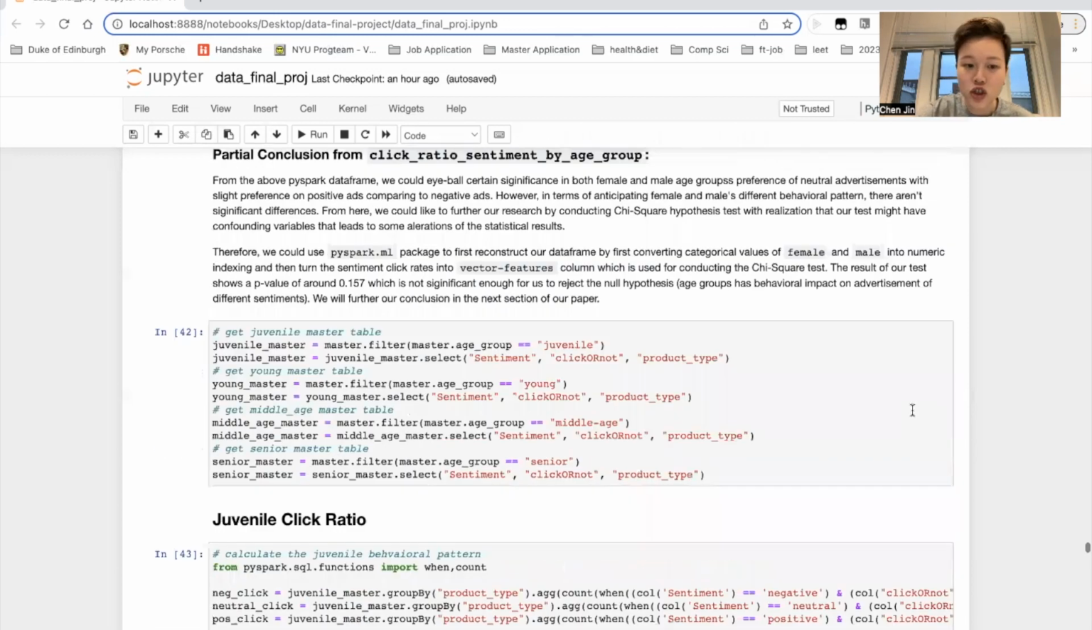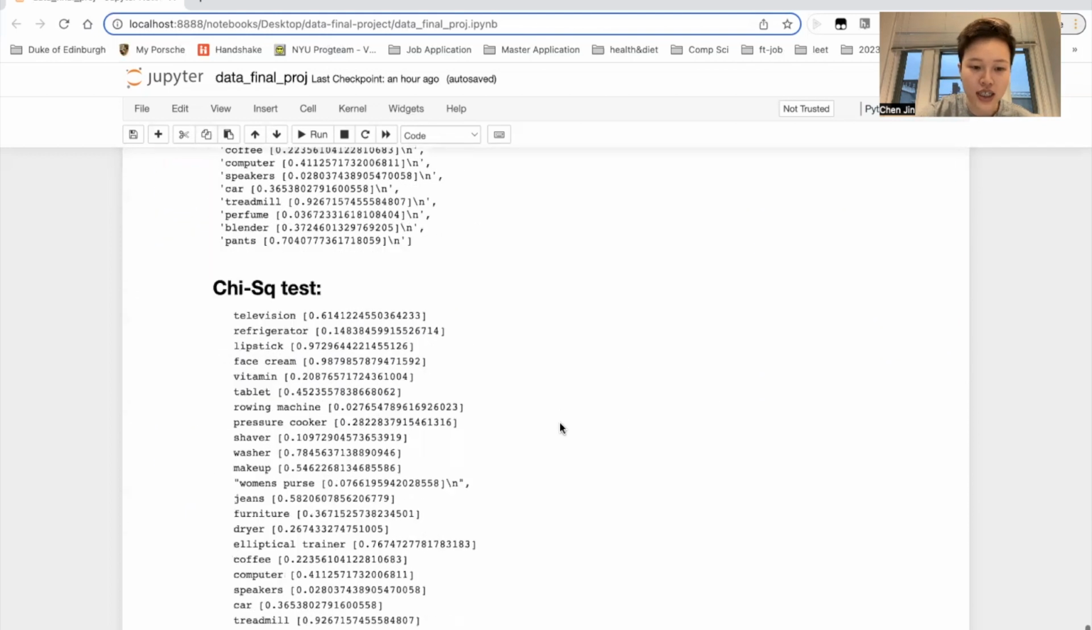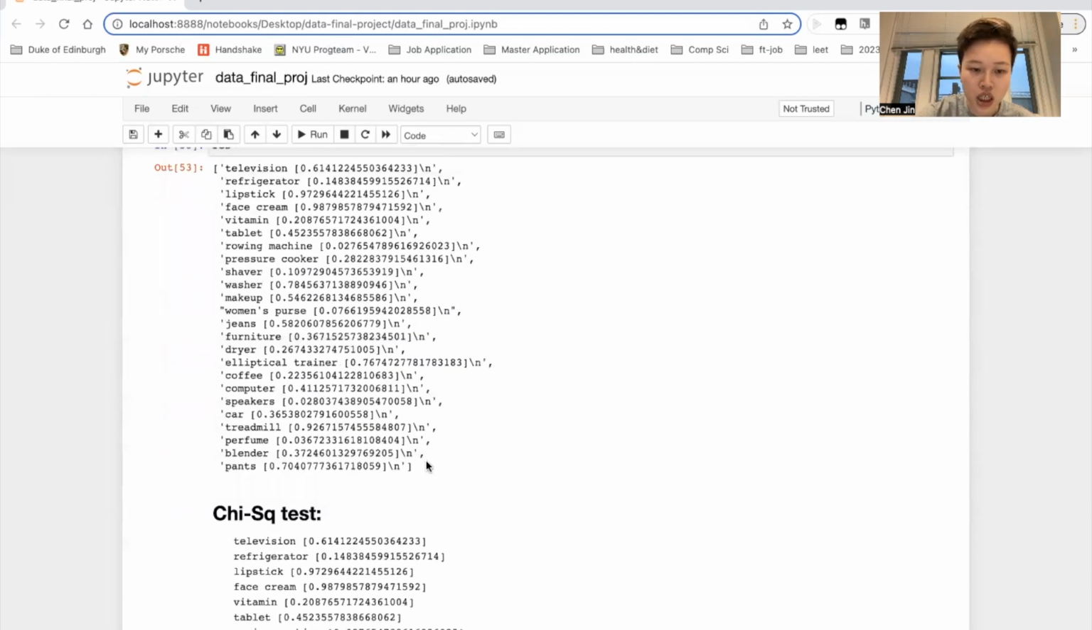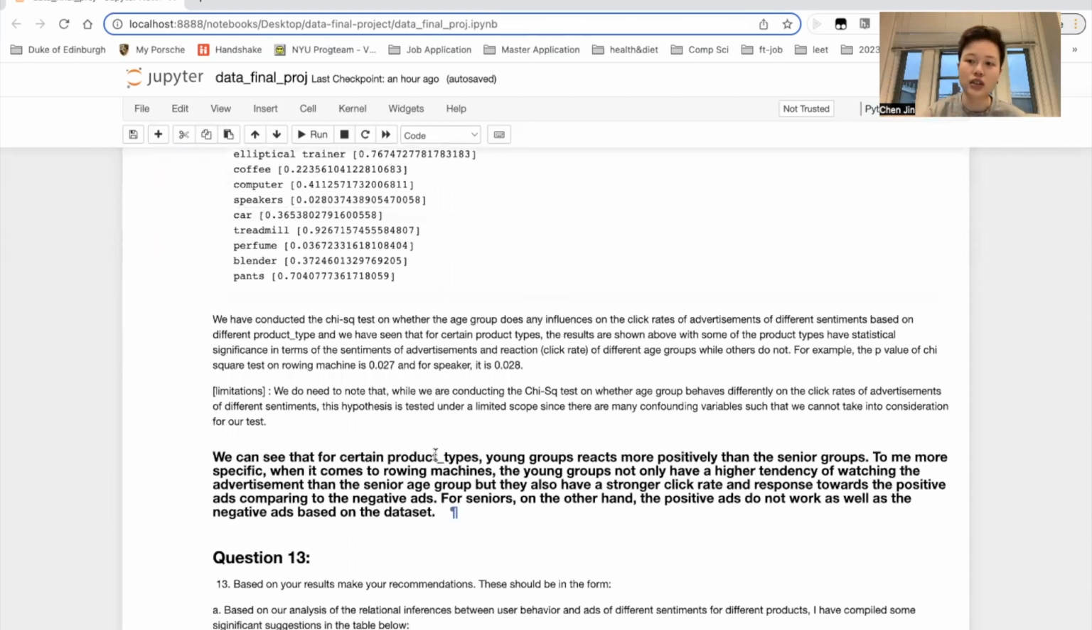So yeah, we did the same thing for age group, and we did the chi-square testing, where we saw this is basically the supermaster table that we had for the age groups, and then these are the p-values for the chi-square test, and basically we also have some significance here, like for speaker or for perfume. All of these are statistically significant, and we can see that age group does respond differently to different sentiments of the different product types of advertisements.